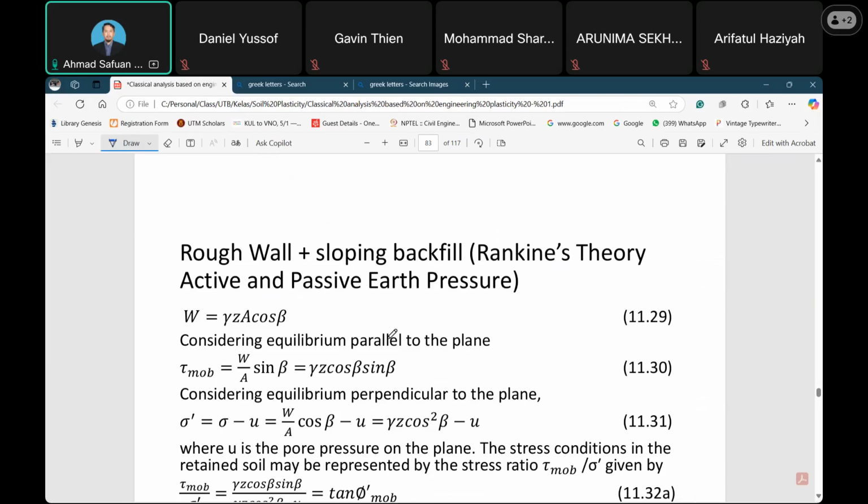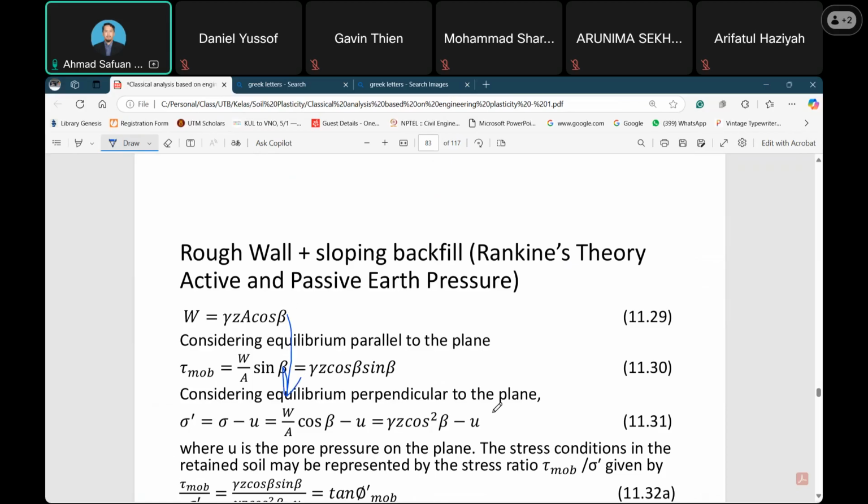So considering equilibrium perpendicular to the plane, which is the normal stress, then the effective stress is equal to total stress minus U. So the total stress is considered as a normal stress, which is W over A cos beta minus U. So then again include the W inside this equation.